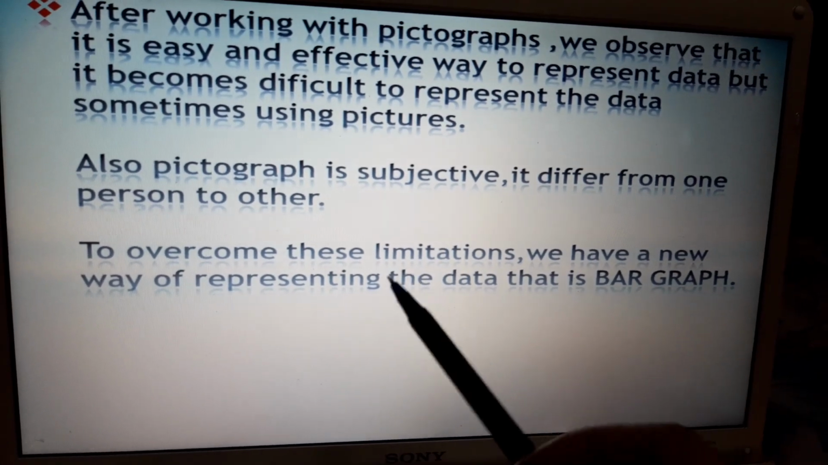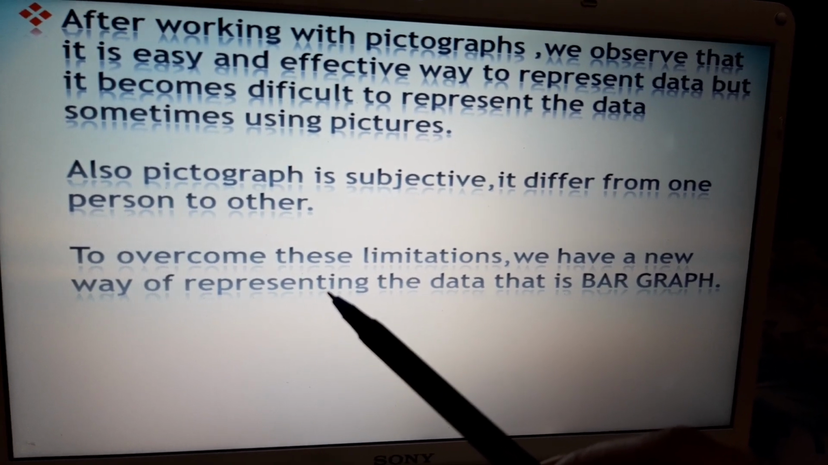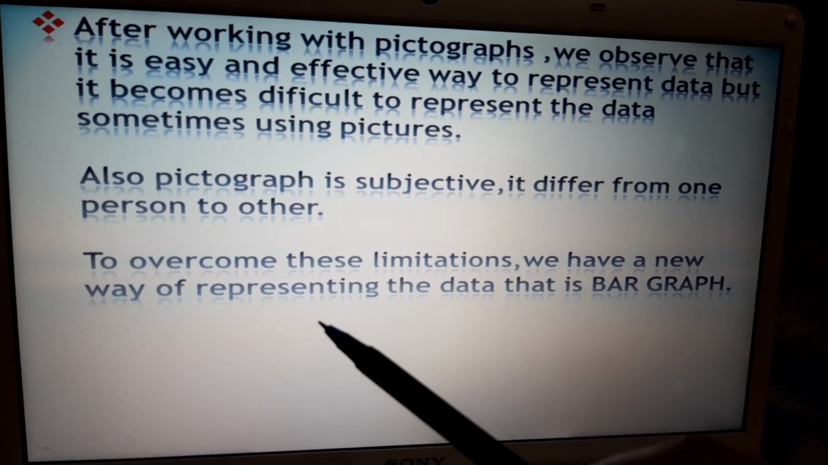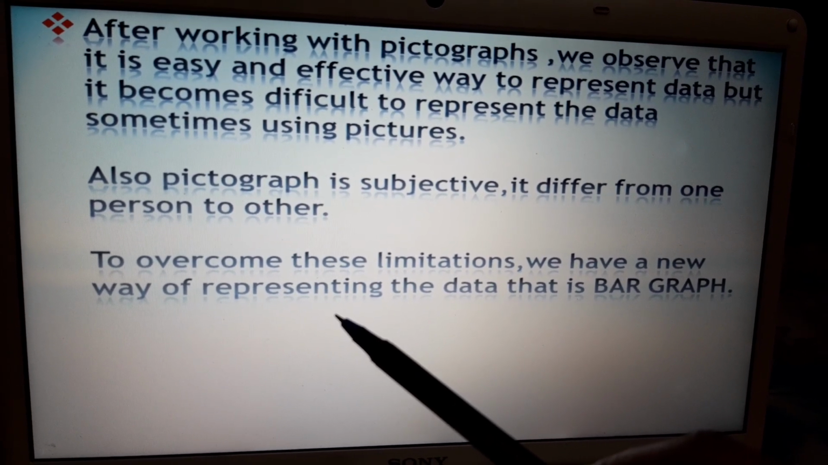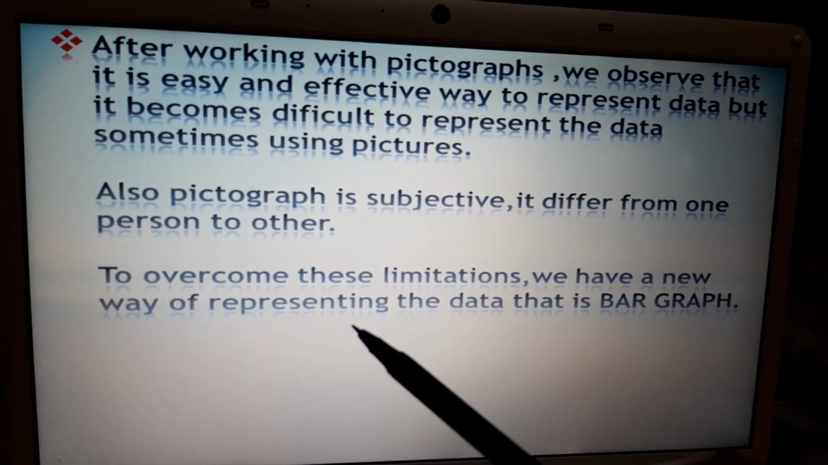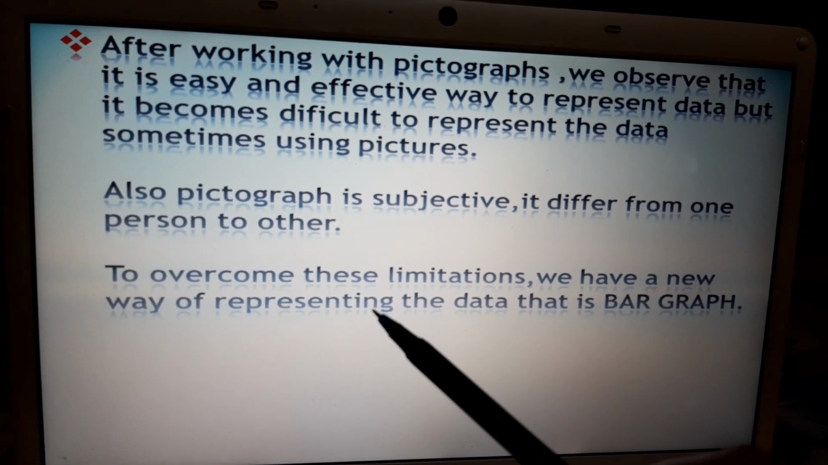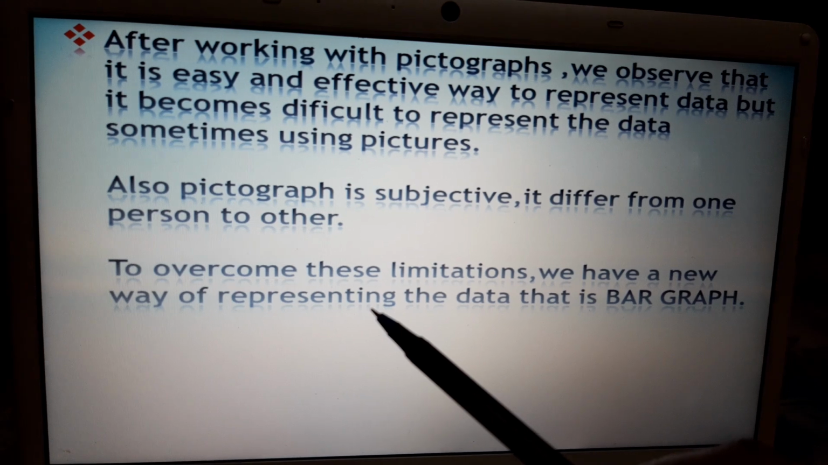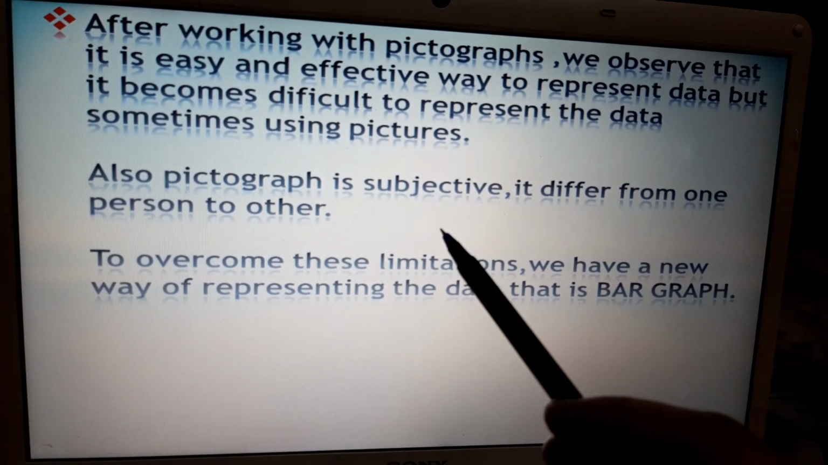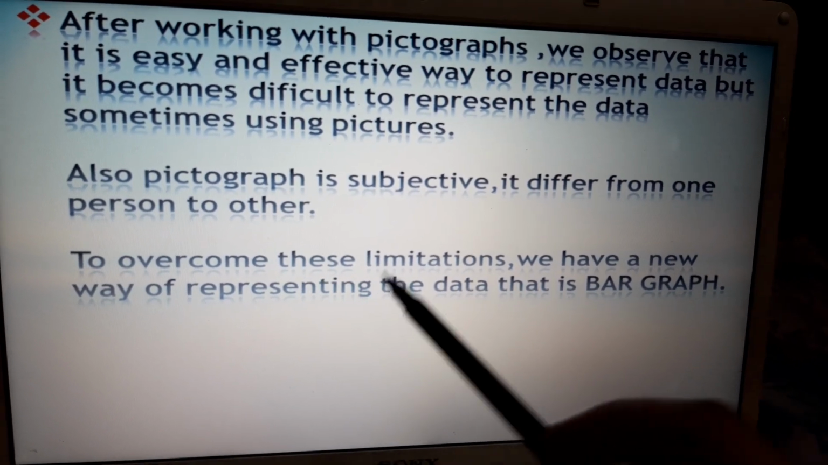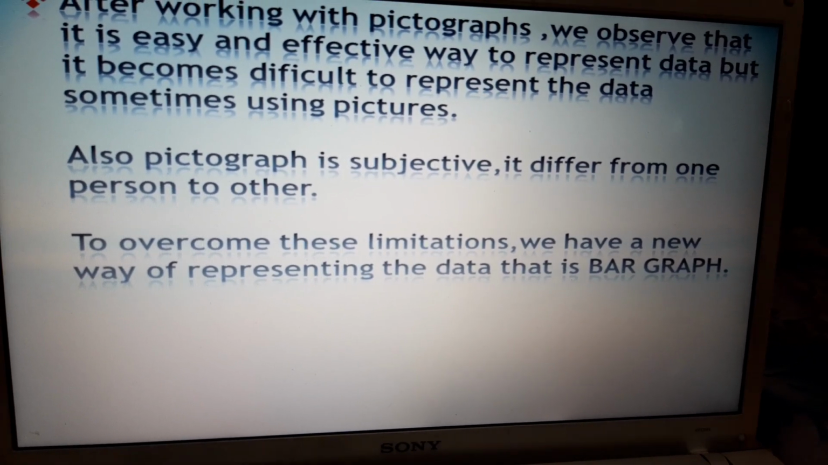Also, pictograph is subjective. Subjective means it differs from one person to another person. Suppose I have chosen the scale, one picture is equal to 100 quantities. The other can choose one picture is equal to 50 quantities. And suppose if I want to write 50 things, then I can draw a semicircle or I can draw a full circle according to my convenience. So this is subjective. It depends upon one person to another person. To overcome these limitations, we have a new way of representing the data, that is bar graph.